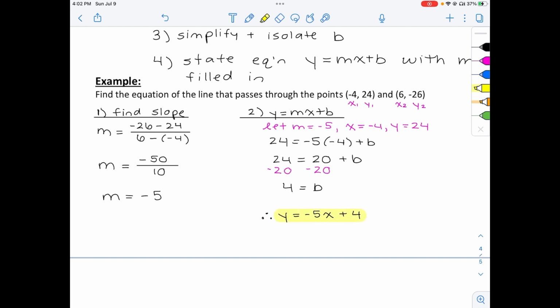Okay, so now you know how to algebraically find the equation of a line, whether you are given the slope explicitly or if you are given 2 points on the line and you need to find the slope yourself first.